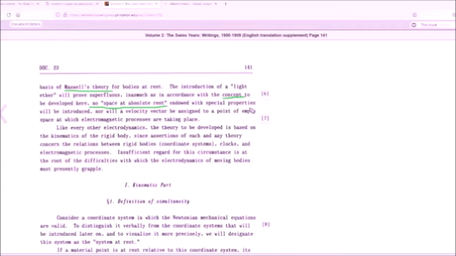Definitive magnitude endowed with special properties will be introduced. Nor will a velocity vector be assigned to a point of empty space at which electromagnetic processes are taking place. Well, the light has to have a vector. The point in space is not important, but the light has to originate from a source. If the source moves, the light has to move. So you cannot avoid having a velocity vector.